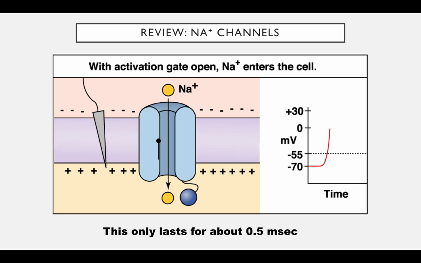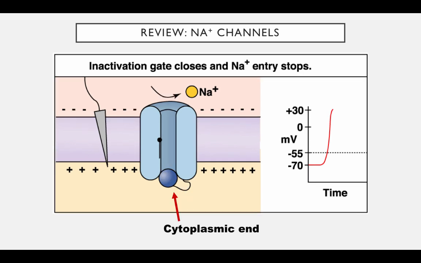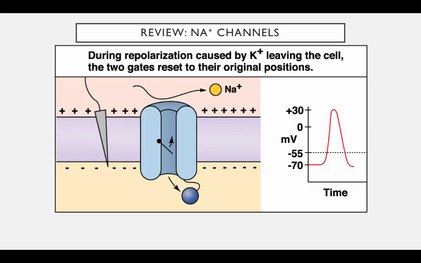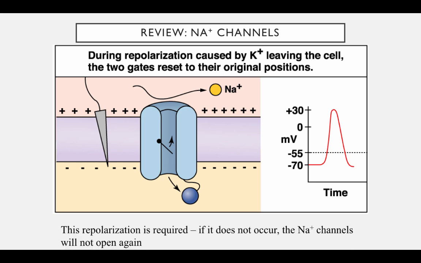Pay attention to the graph on the right. Notice that as sodium continues to enter the cell, the membrane potential is changing. In this example, at positive 30 millivolts, the inactivation gate of sodium closes and sodium can no longer enter the cell. Additionally, the activation gates of potassium are opened and potassium now leaves the cell. As potassium leaves, the cell repolarizes. At threshold, both the sodium activation and inactivation gates reset.